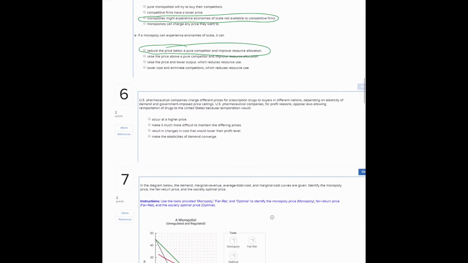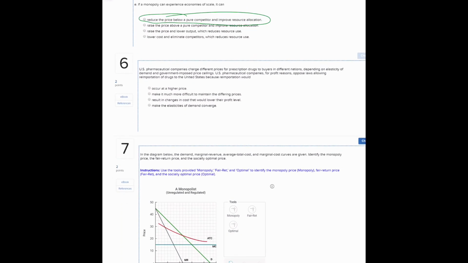Number 6, U.S. pharmaceutical companies charge different prices for prescription drugs to buyers in different nations, depending on the elasticity of demand and government-imposed price ceilings. U.S. pharmaceutical companies, for profit reasons, oppose laws allowing reimportation of drugs to the United States because reimportation would do what? It would make it much more difficult to maintain the differing prices. They could not engage in that same level of price discrimination that occurs when they are selling it to different nations.